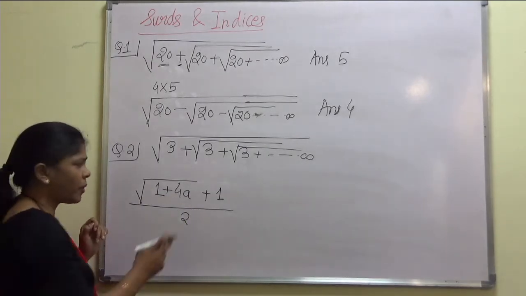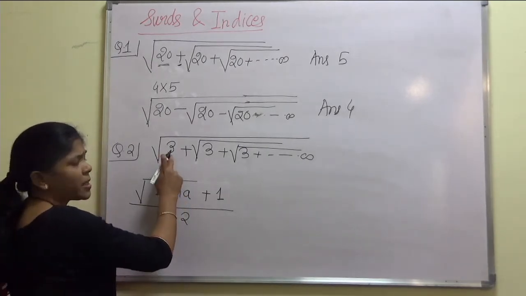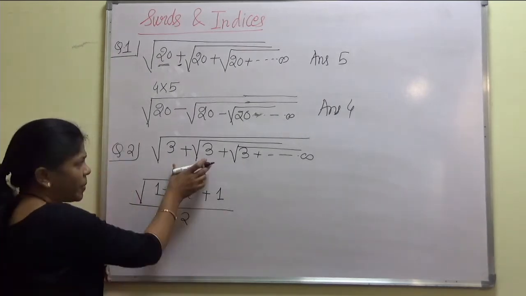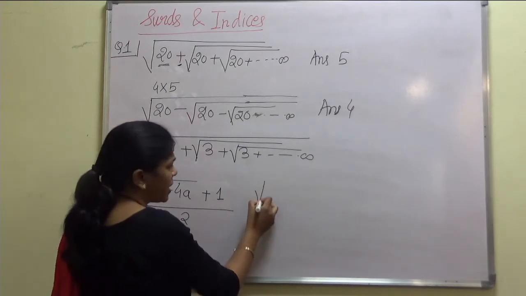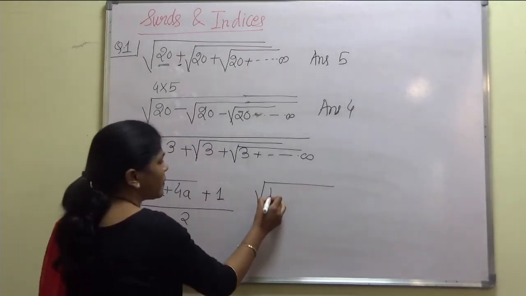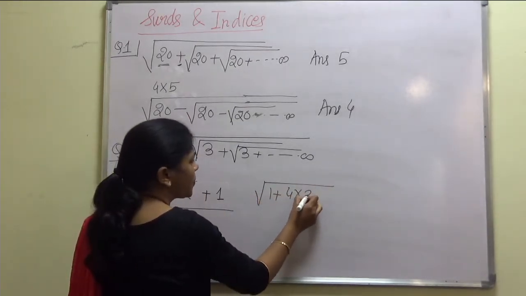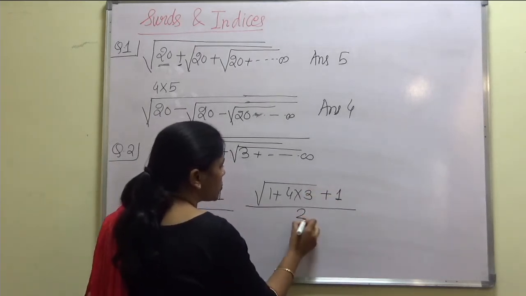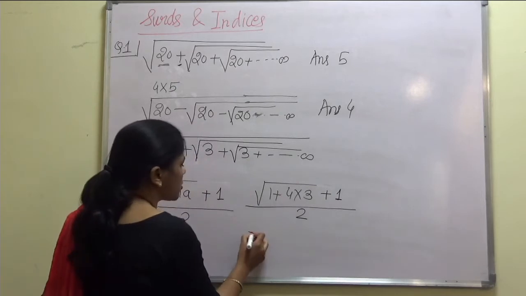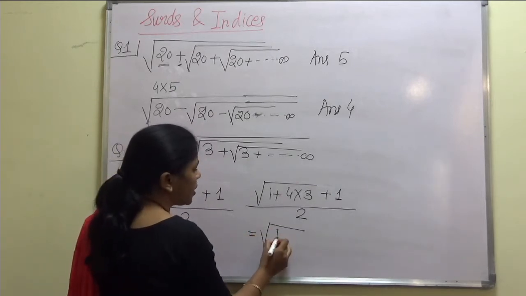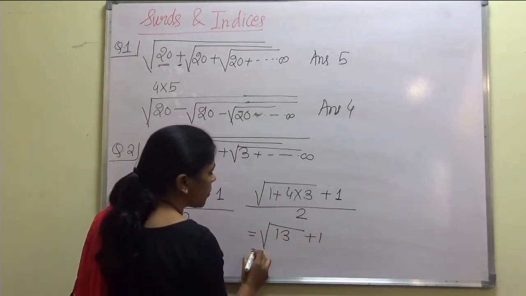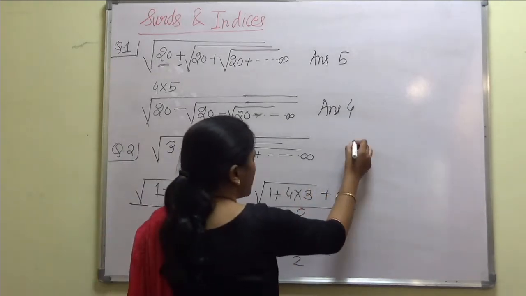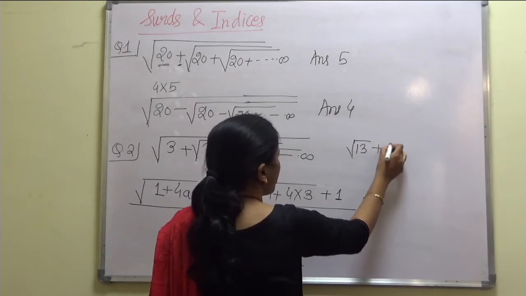So if we have a plus sign, we will write plus under root of 1 plus 4a, this complete term divided by 2. Now what is a over here? a is nothing but this base number, so that is 3 over here. So let us see quickly what will be the answer of this. 4 is here, a is nothing but 3. So we will find 1 plus 4 into 3, and then plus 1 upon 2. So what does it come out to be? It comes out to be under root of 13 plus 1 upon 2. So this will be the answer.